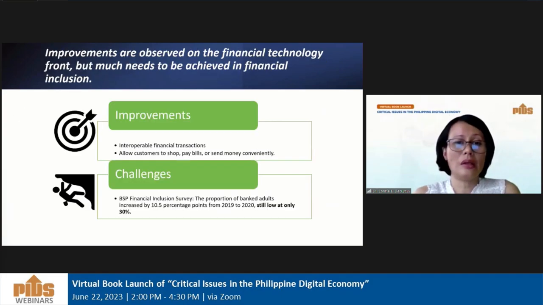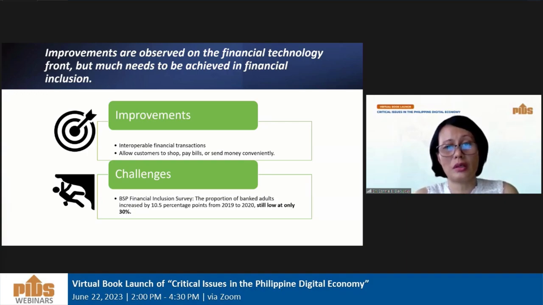So on the next slide, we note that there are improvements on the fintech front, in the financial technology front, but much is still desired in financial inclusion. So one of the key improvements on fintech would be the BSP's initiative to make financial transactions interoperable. This includes the PesoNet and InstaPay that allow account holders to transfer funds to other banks and non-financial institutions rather. And these linkages allow customers to shop, pay bills, and send money conveniently.